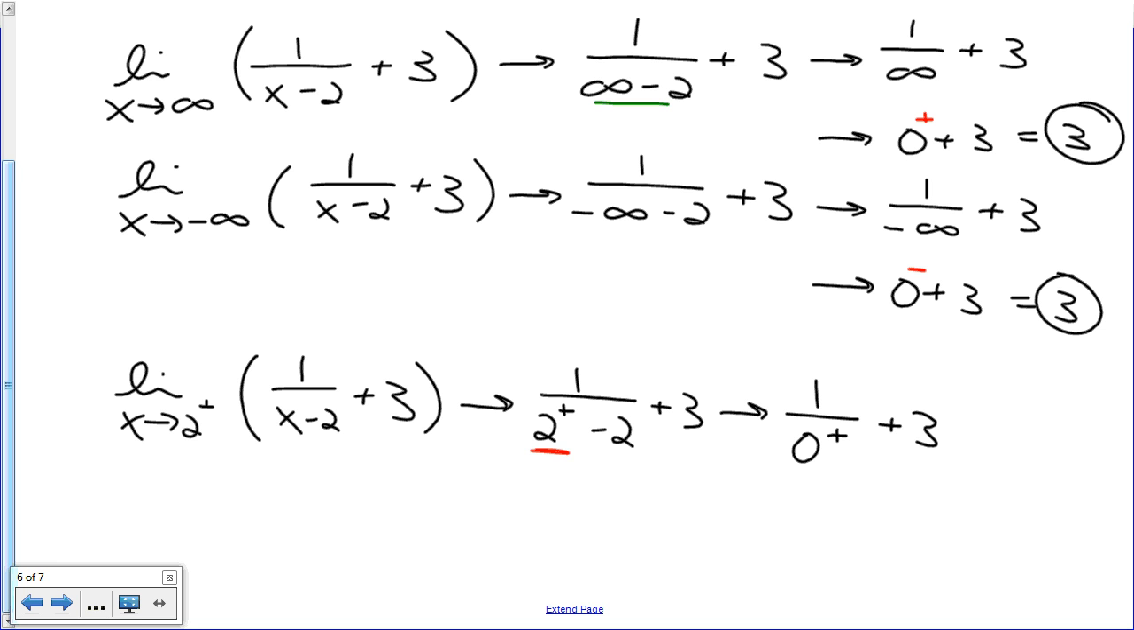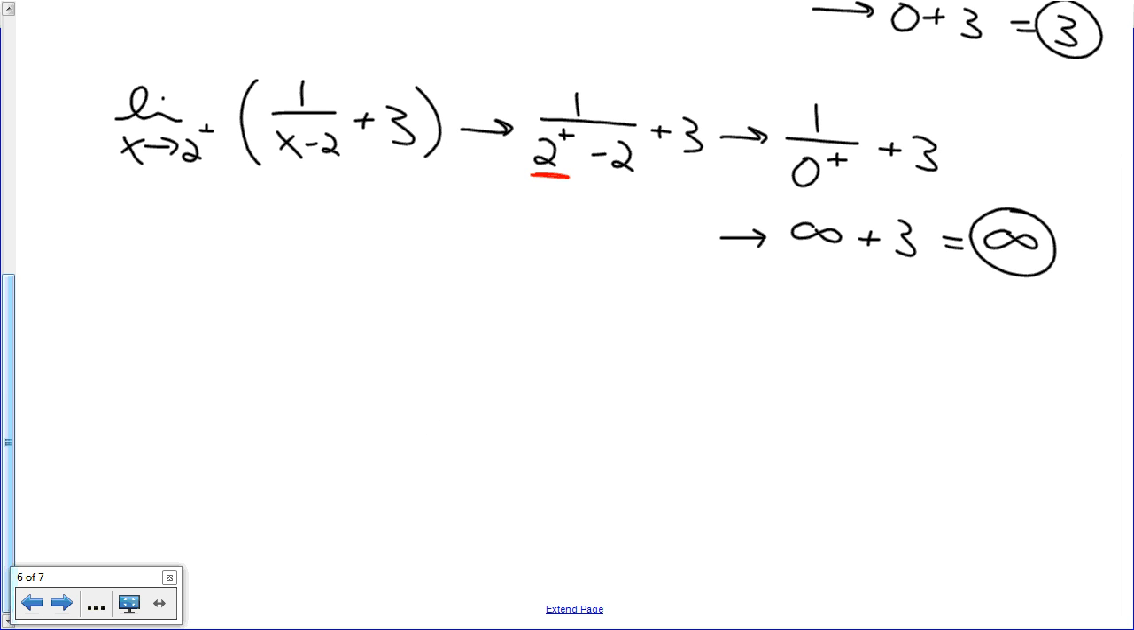Actually, I should write both of those down for you. I have 1 divided by 0 is infinity, plus the 3. And just like we've seen earlier, adding 3 to infinity doesn't change the problem. This is heading to infinity. All right, let's try the other side. The limit as x goes to 2 from the left side of 1 over x minus 2 plus 3.